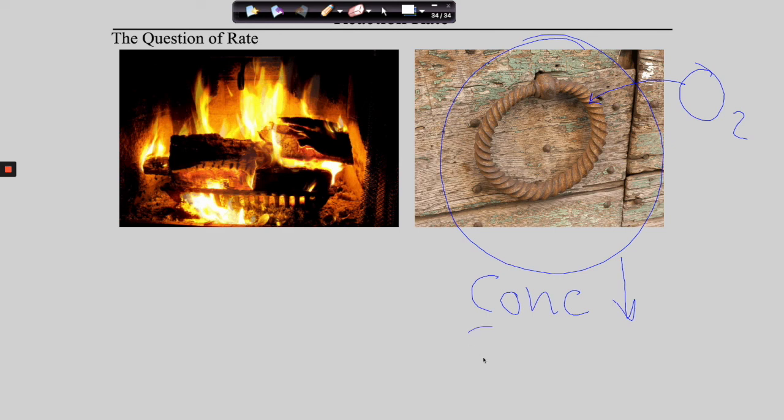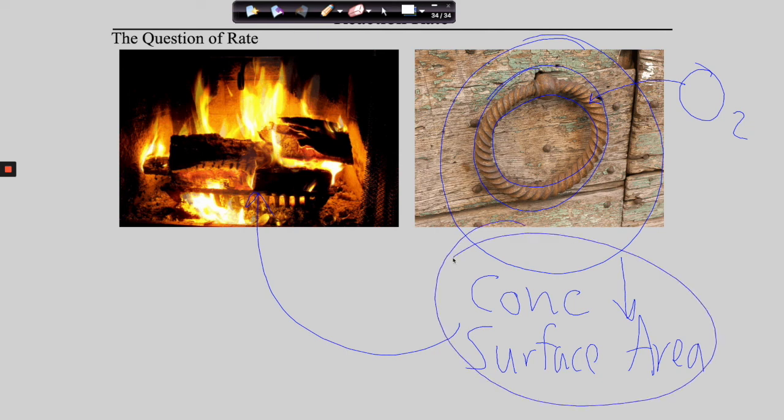Guys, this is also a surface area issue. And it works in 2 ways. Obviously, there's a ton of surface area over here, but guys, also on the right, not only is there not as much surface area on this ring, but the surface area that's available to react is even smaller because of the rust coating, which is both a concentration and a surface area issue.